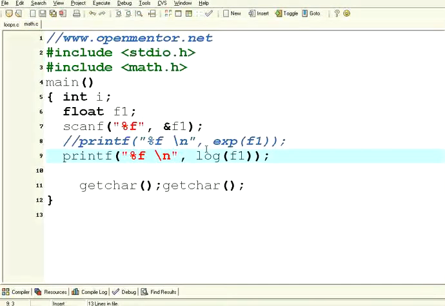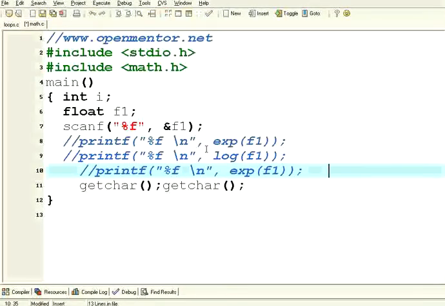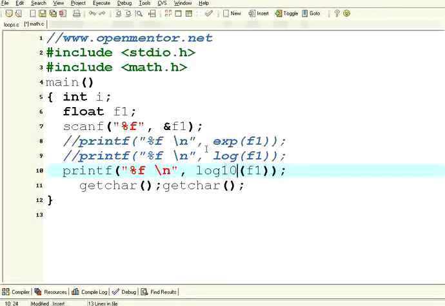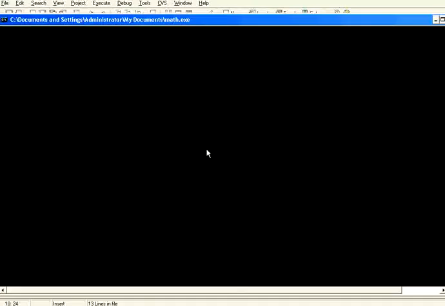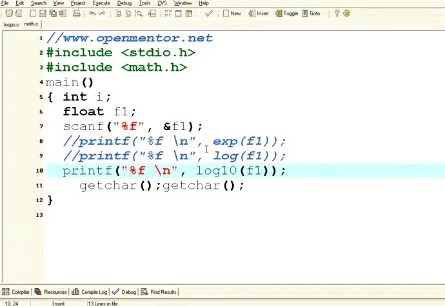The same thing if you want to execute for sine, cos, tan, right? You have all the trigonometric functions. Again, if you want to have log to the base 10, you have to say log10 of f1, execute. Now let me give the number 1.2. Log to the base 10 of 1.2 is this. Don't ask me how this number came. You can verify in Clark's table, logarithmic tables.